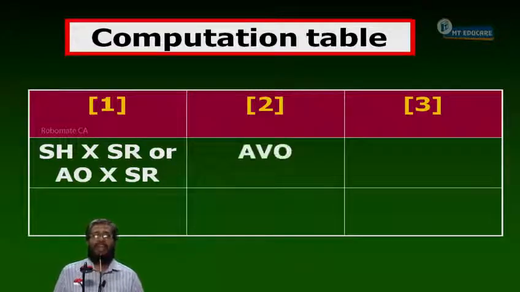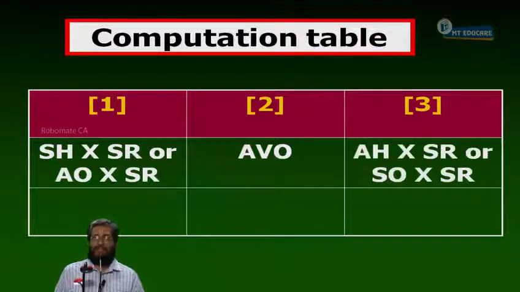Second column, AVO. AVO means what? Actual variable overheads. Third column, AH into SR or SO into SR.